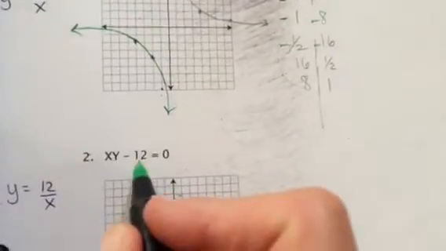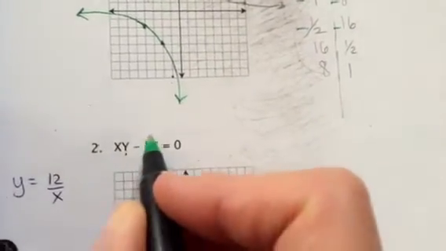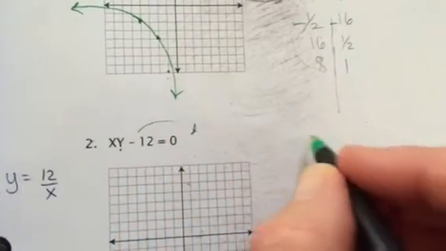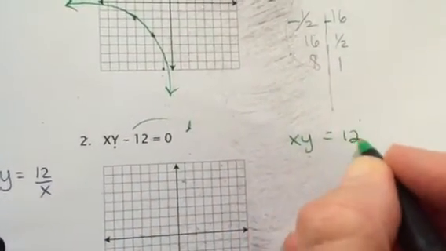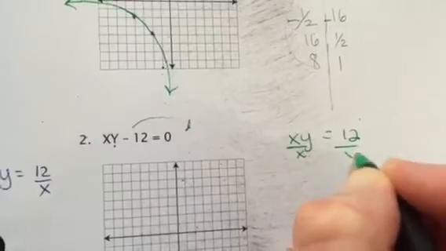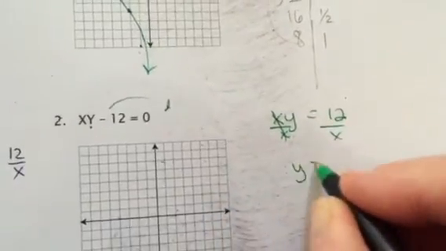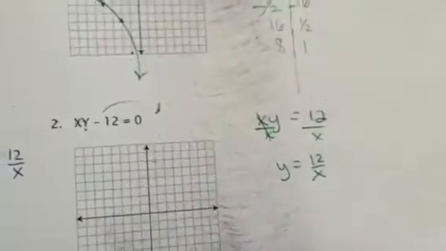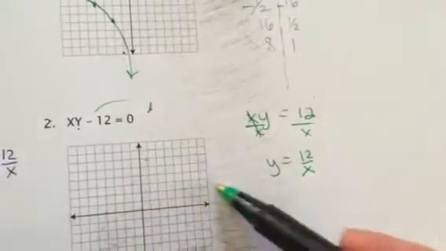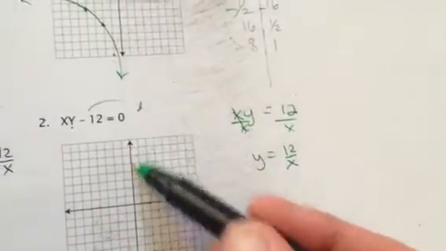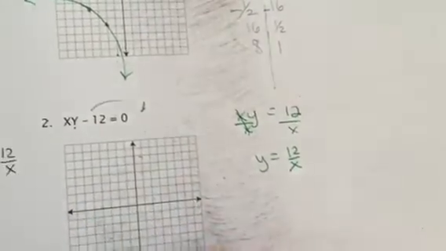This one is going to be done just like that. Get the y by itself. So the first thing I'm going to do is move my 12 over. Then divide both sides by x. So you're going to get y equals 12 over x. Okay, all of these are going to look the same way. They're just going to be this little reflection right here. One in the first quadrant, one in the third quadrant.